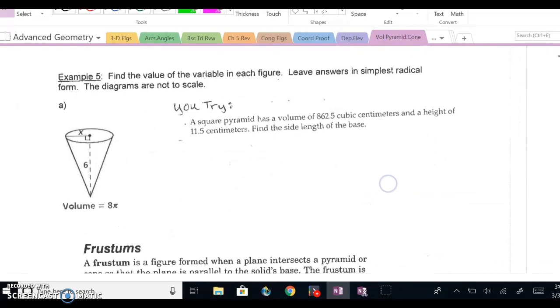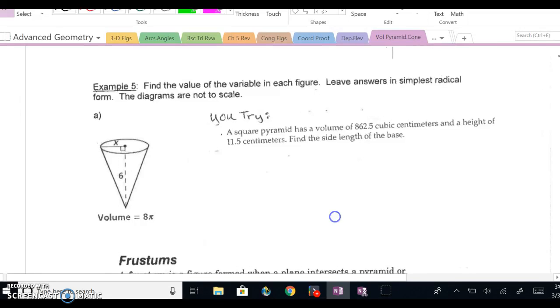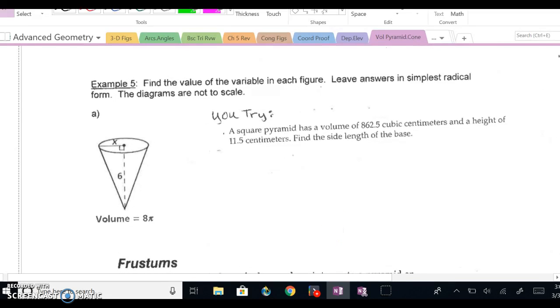All right, let's look at one more example, and then we'll let you do the U-try. It says find the value of the variable in each figure. Leave your answer in simplest radical form. The diagrams are not to scale. Okay, so here we have a cone. It appears the height of the cone is 6. Our radius, we don't know, it's x.